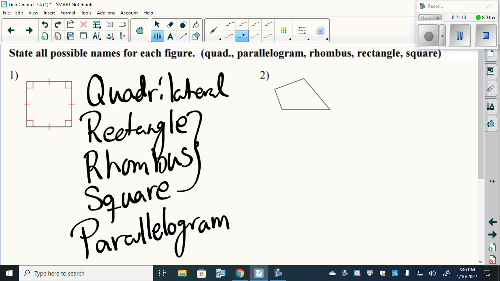So, we know that it has four sides, yes? It's a quadrilateral. Do we know anything about the side lengths? Do we know anything about them being parallel? Do we know anything about the angles? So the most we can say is that it has four sides. Yeah, that's right.